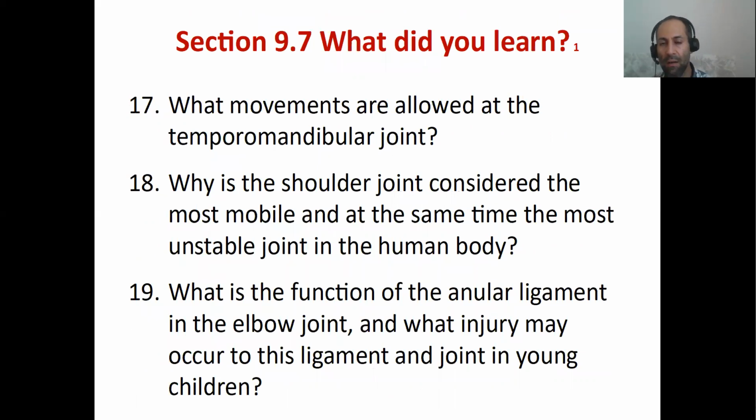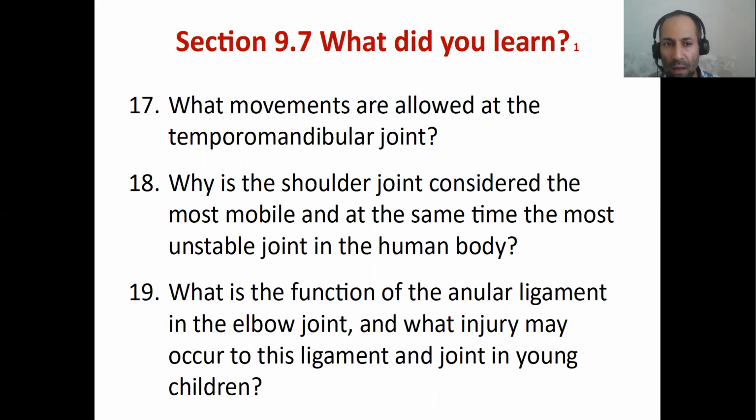What movements are allowed at the temporomandibular joint? Depression, elevation, protraction, and retraction, okay? Why is the shoulder joint considered the most mobile? Because it is the most mobile. You can flex, extend, circumduct, laterally flex, all kinds of things. Lateral flexion, medial flexion, they are all possible at the shoulder joint. Why is it most unstable? Because the most mobile joints are usually the most unstable as well.